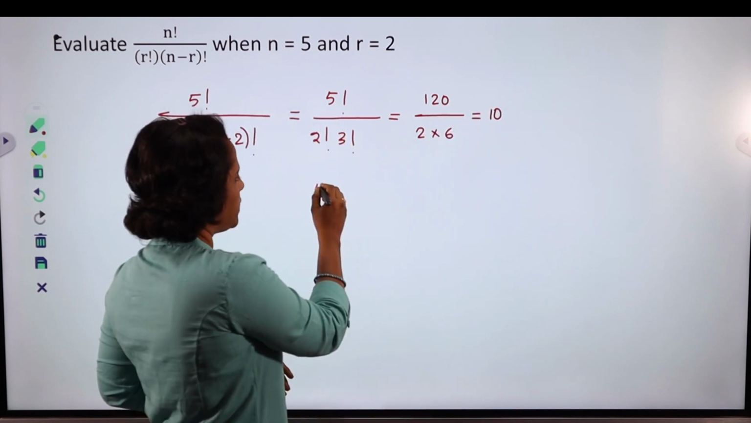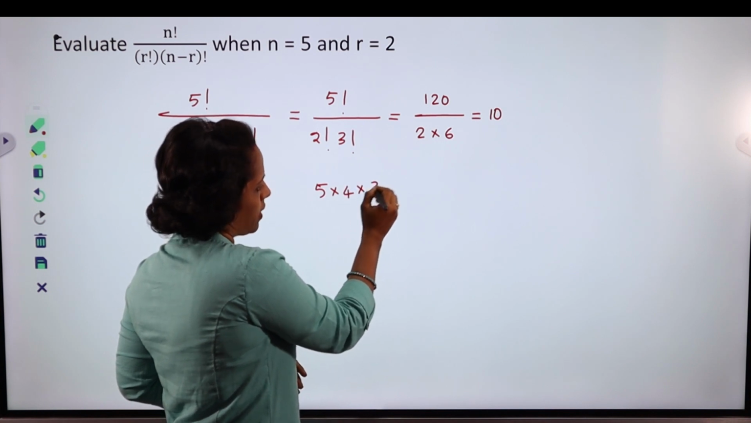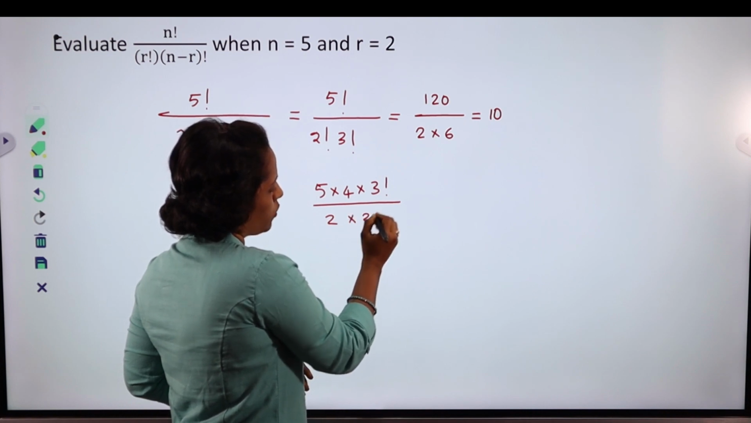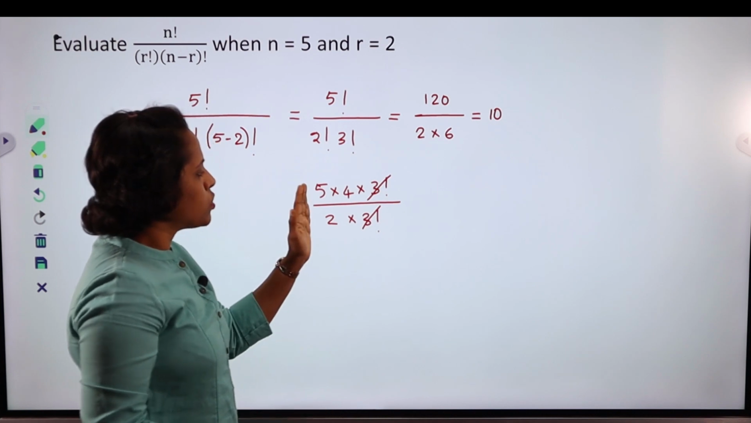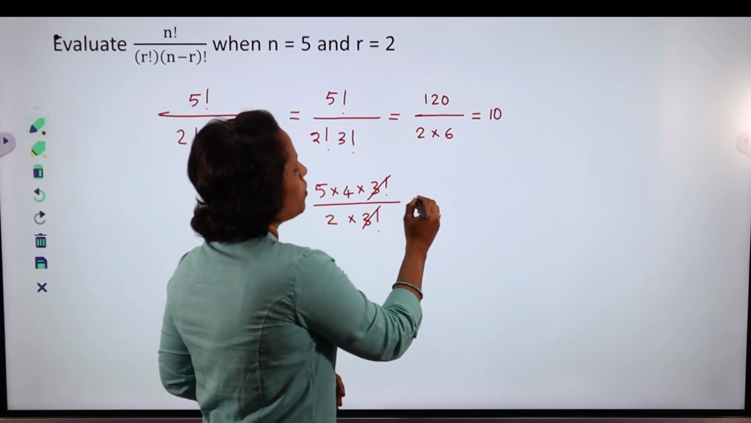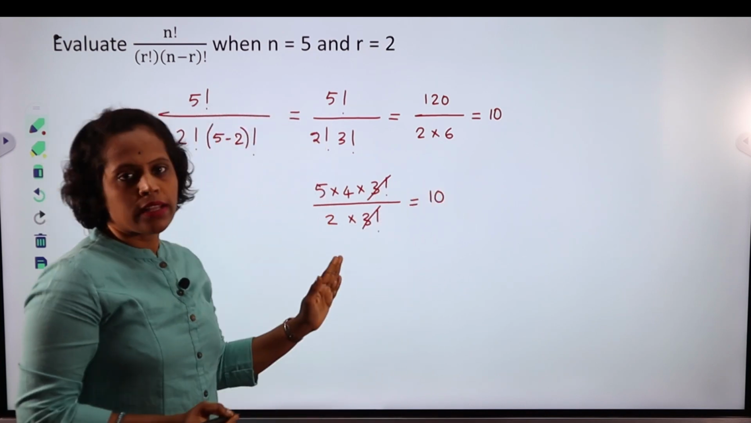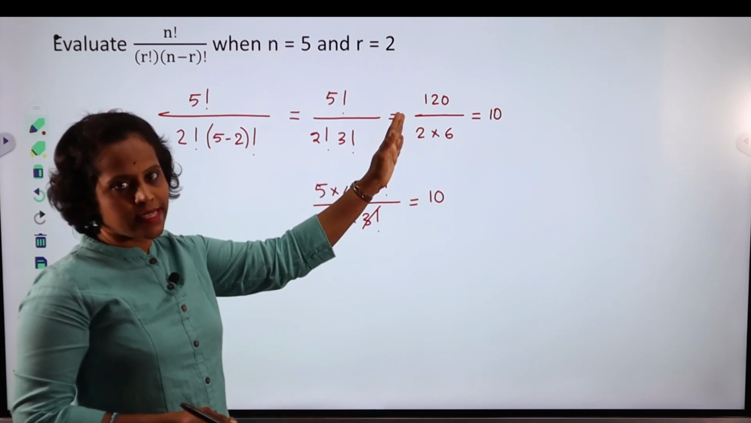Otherwise, we can solve it this way. 5 factorial is 5 into 4 into 3 factorial, divided by 2 into 3 factorial. I'm going to cancel 3 factorial in both places. So 5 into 4, 5 4s are 20. 20 divided by 2, we again get 10. So either way you can solve this problem. I recommend this one because it is an easy way to solve.